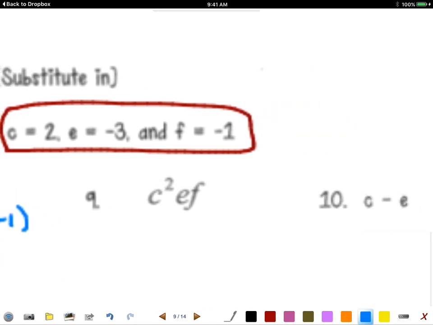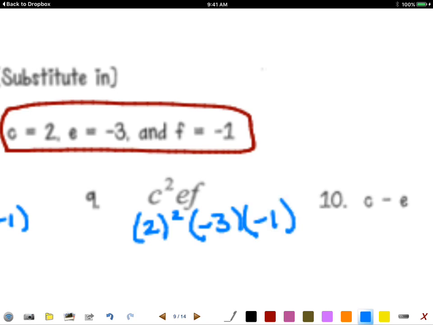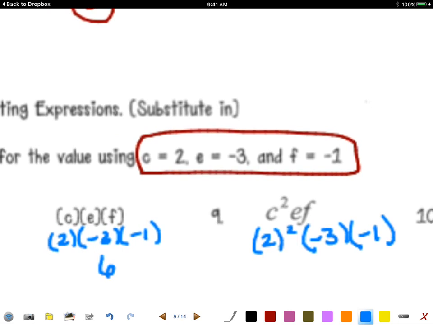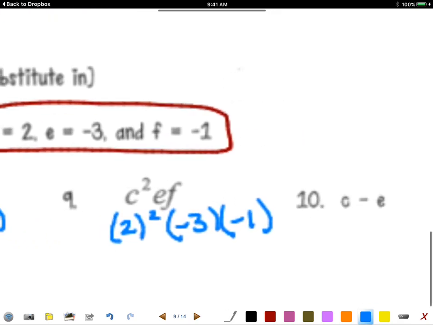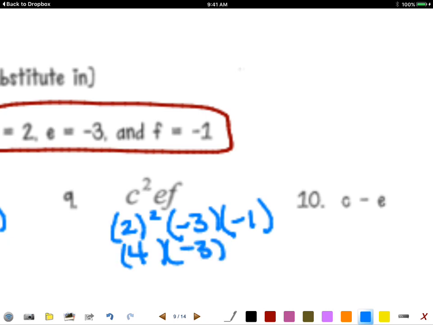All right, c squared. So 2 to the second power times e, which is negative 3, times f, which is negative 1. So we have to solve the expression. That's what you're doing. You're substituting in the numbers for the variables, and then you're simplifying, and then solving. All right, so 2 squared would be 4. So we have 4 times negative 3 times negative 1. Well, 4 times 3 times 1 is 12, and you've got 2 negatives, so that's going to be positive 12.